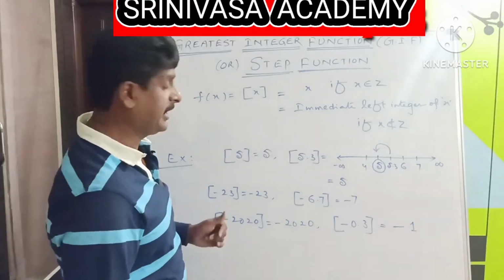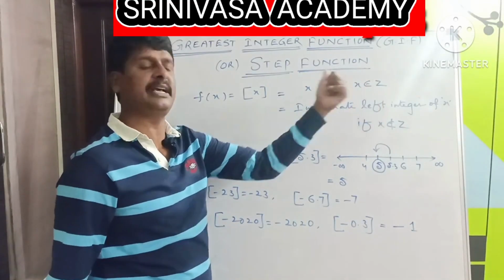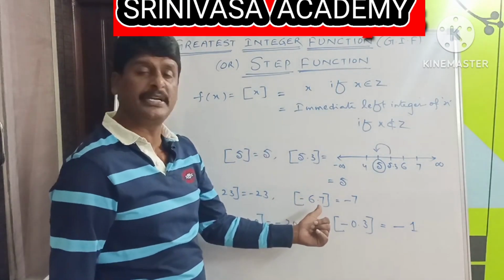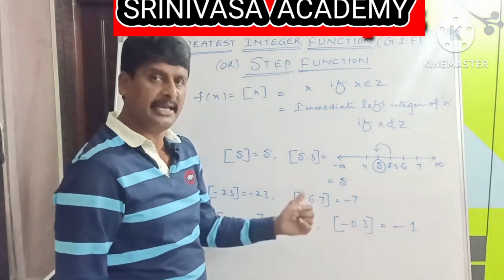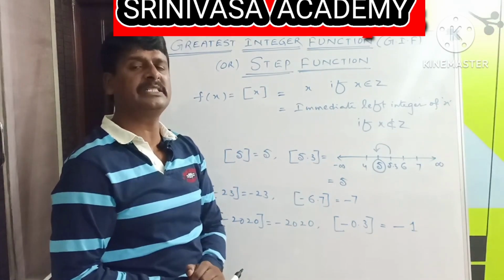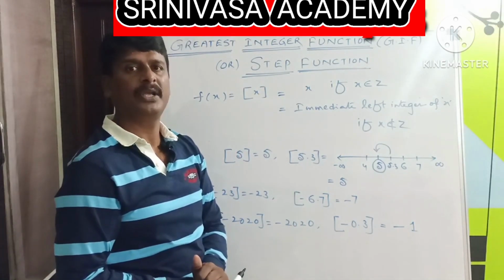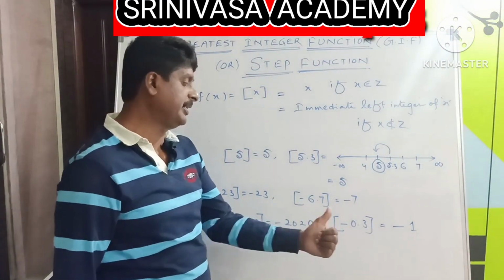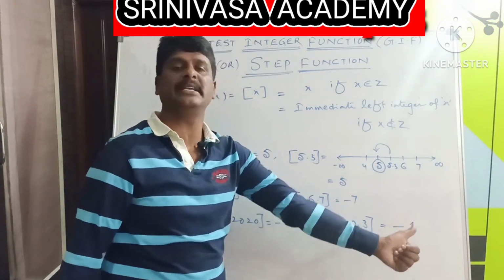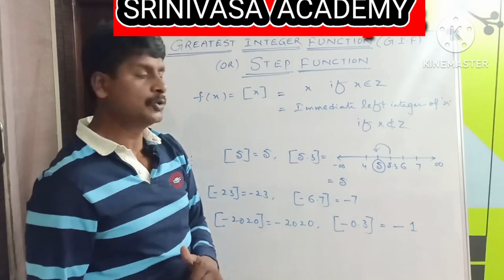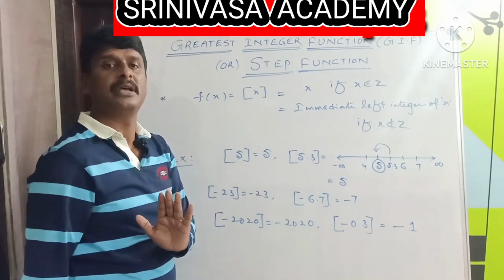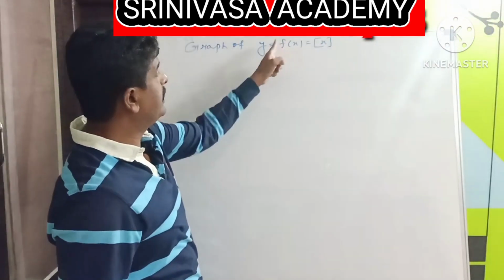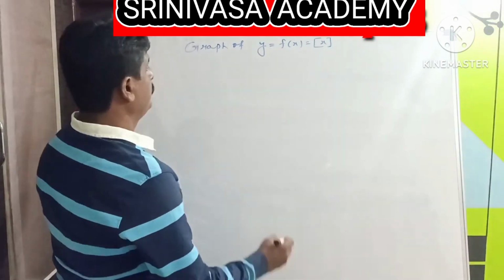Similarly, minus 23, of course it is an integer, its answer is minus 23. Minus 6.7 is not an integer, its immediate left integer is minus 7 on the real line. Okay, and step of minus 2020 is minus 2020, step of minus 0.3 is minus 1. So these are the examples. Now let us draw the graph of f of x, which can also be written as y.